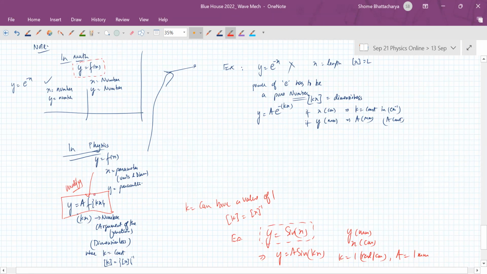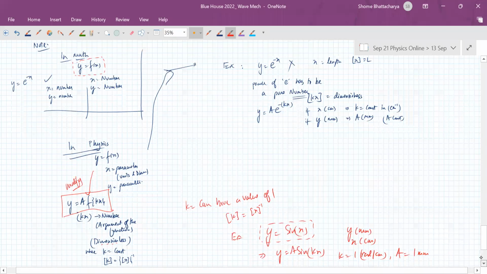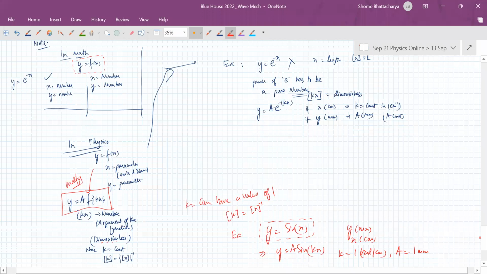So when we write this function like this, the argument of the function is kx, and that argument is a dimensionless term. So k has to be a constant which has the dimension of whatever x's dimension is to the power -1, or whatever x's unit is, it has to have the inverse of that. Suppose x is, let's say, a velocity in meters per second, then k has to have a value in seconds per meter, so that k into x becomes dimensionless and unitless.